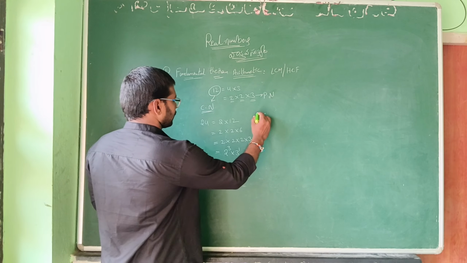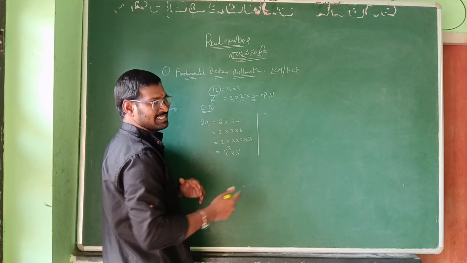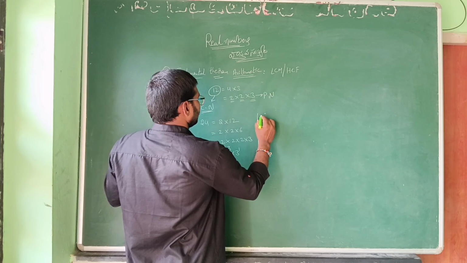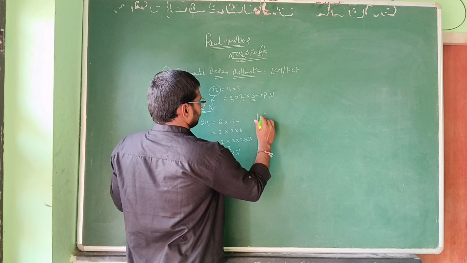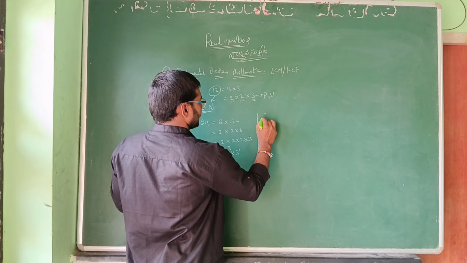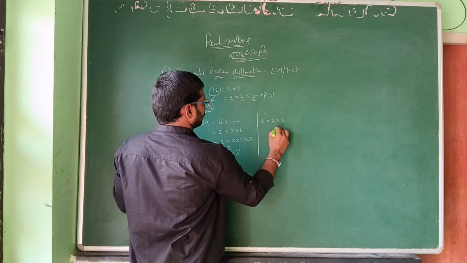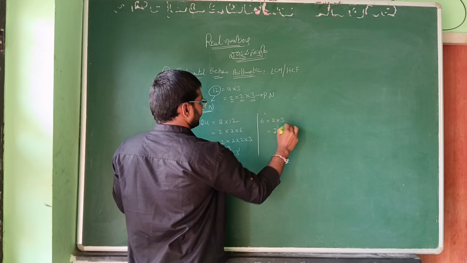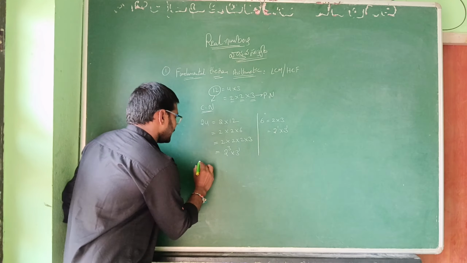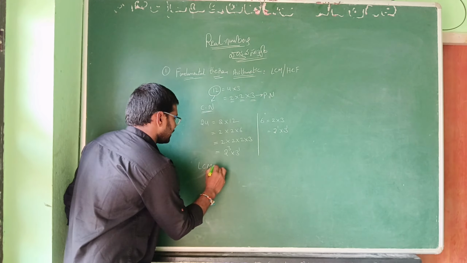Then we can take one more number for finding the LCM and HCF. Now, for example, 6. 6 is 2 into 3, so 2 power 1 into 3 power 1. Now write the LCM and HCF. This is just an example I am telling. How to write LCM and how to write HCF, I am discussing now.